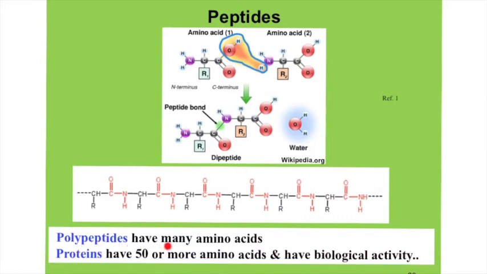Okay, so polypeptides have many amino acids, and your book has a definition of what a protein is. A protein has to have more than 40 to 50 amino acids. And according to this definition, it has to have some biological activity.